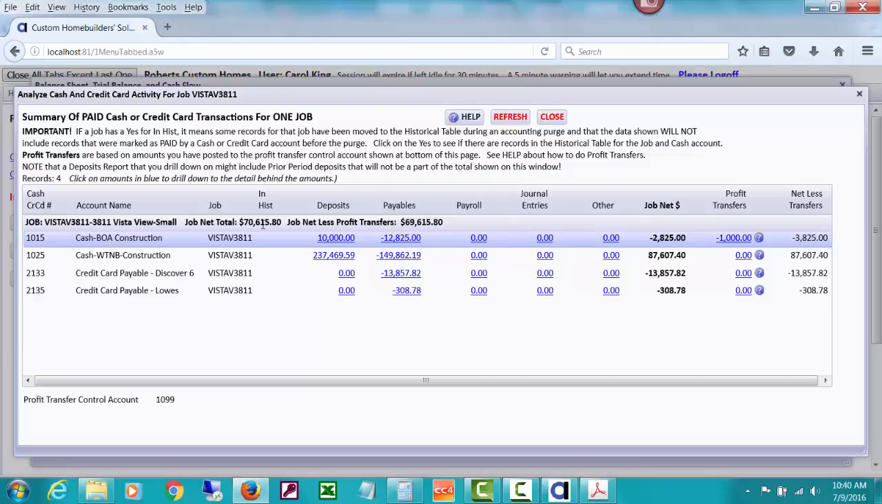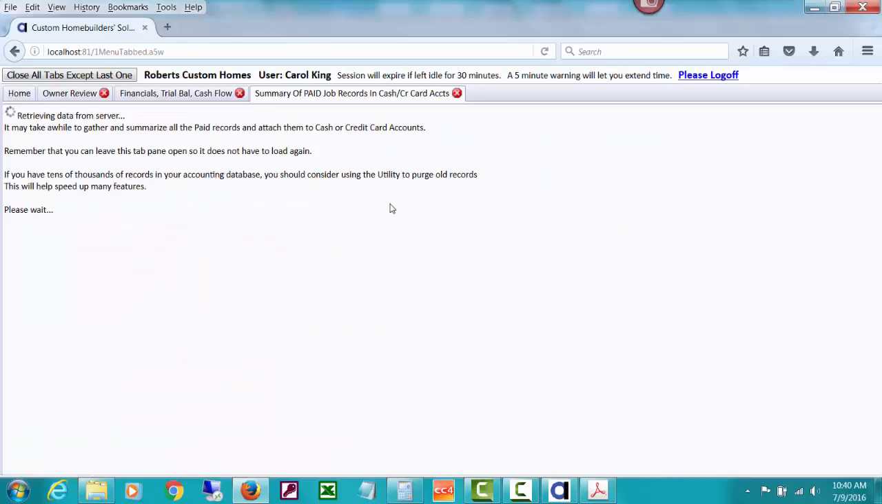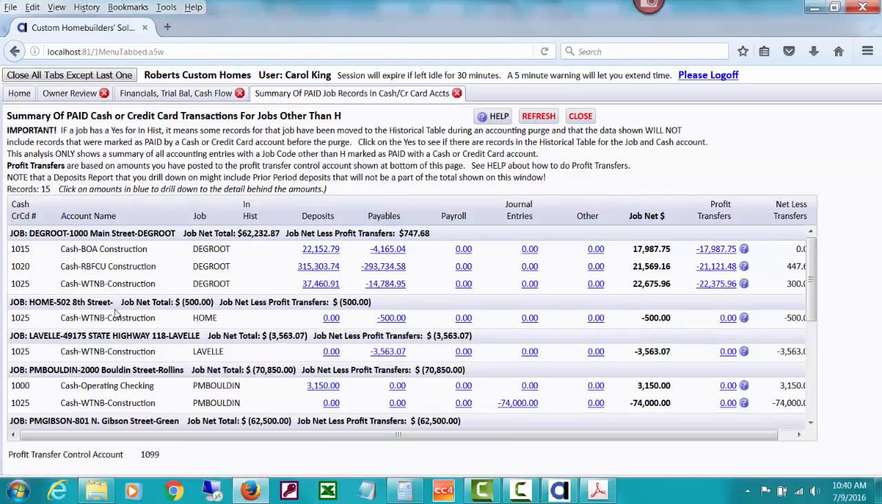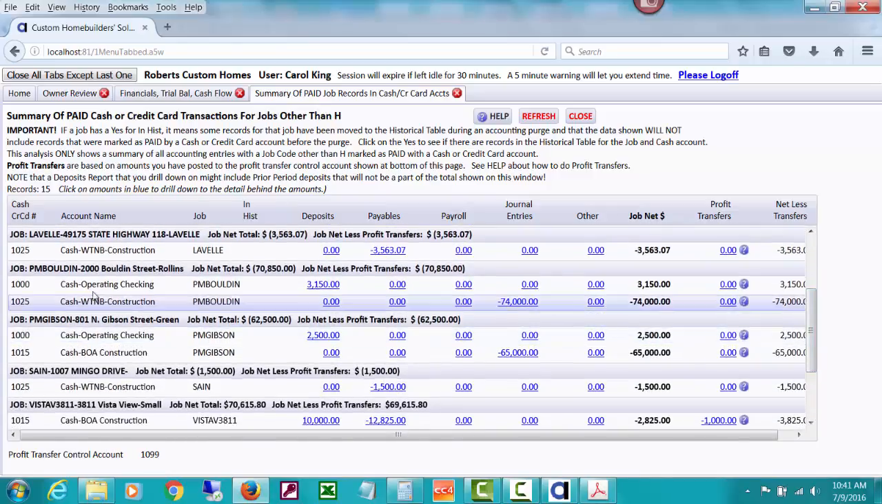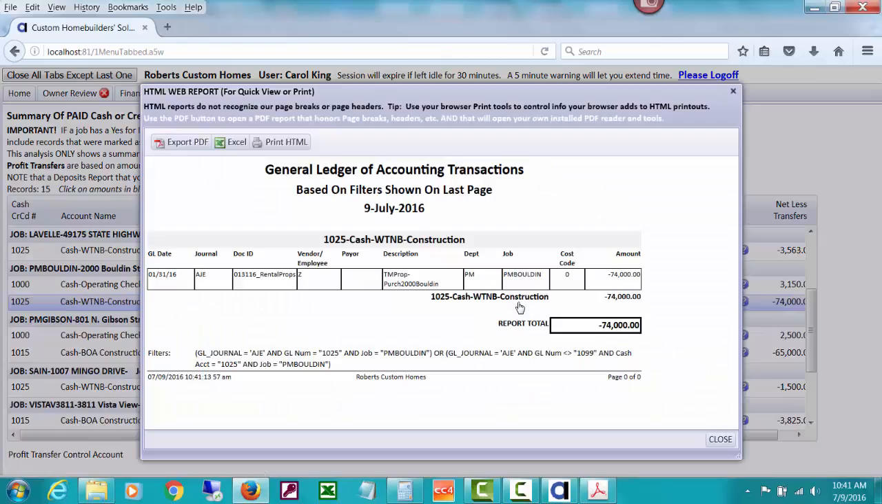But you can see how CHS is very active in tracking cash by job and giving you information about that cash. And you can drill down to things. You can also over here get a great big analysis, and this is going to analyze every single job and every checking account or cash account or credit card account. This one is interesting. This PM Bolden job is actually a property management thing I was demoing, and you can see that we did a journal entry, 74,000.